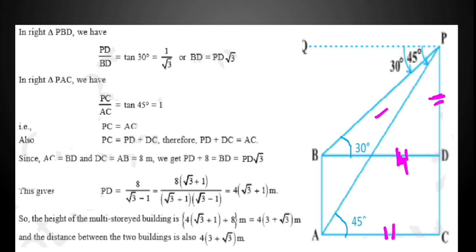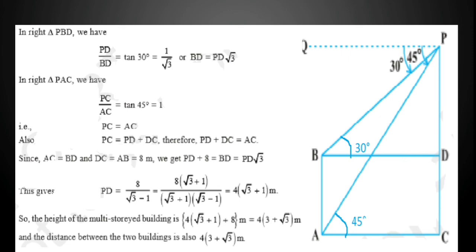PD by BD is equal to tan 30 degree, and the value of tan 30 is 1 by root 3. That means by cross multiplication you will get BD is equal to PD root 3. Now you have to take this PAC triangle. PAC is also a right angle triangle.